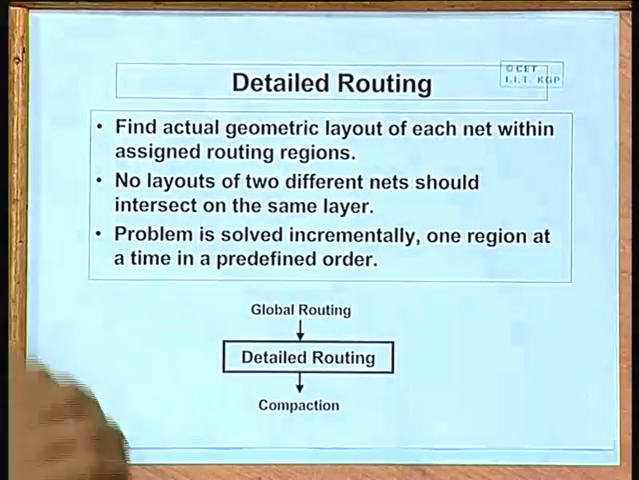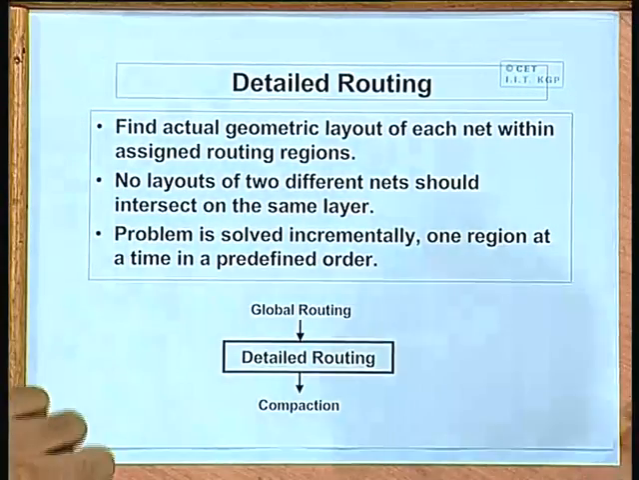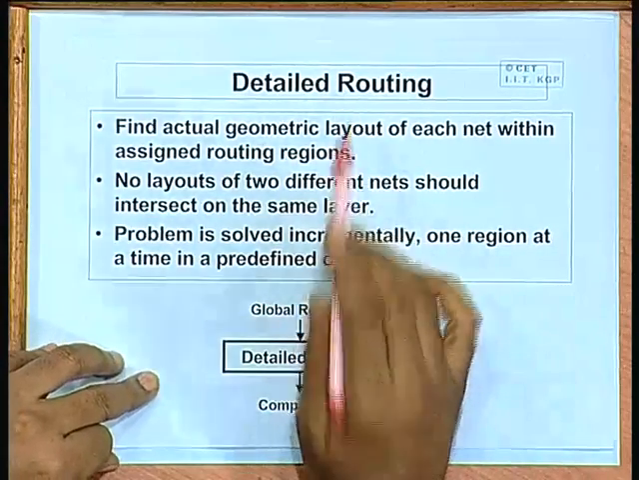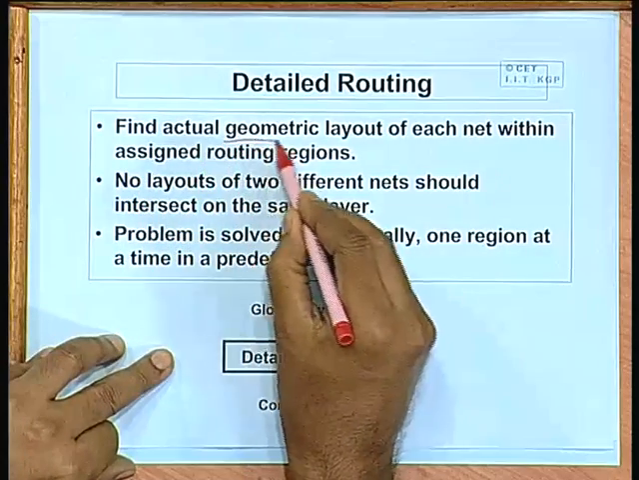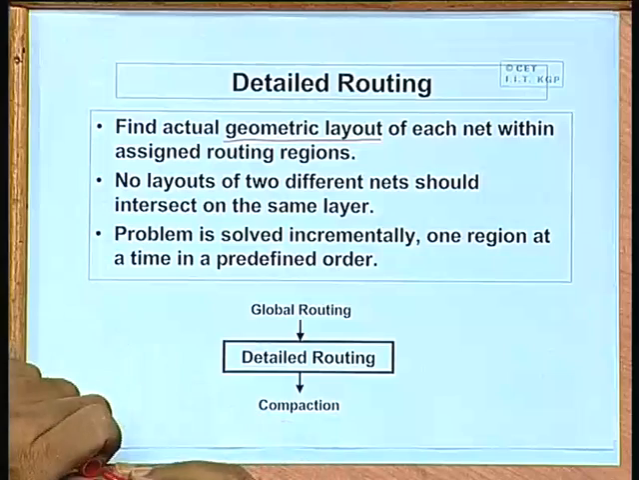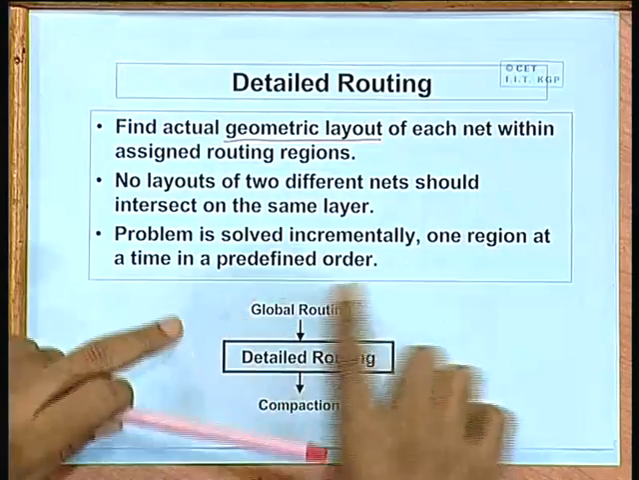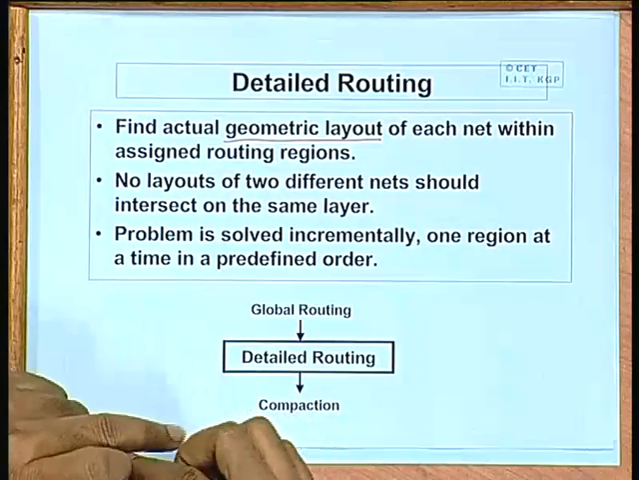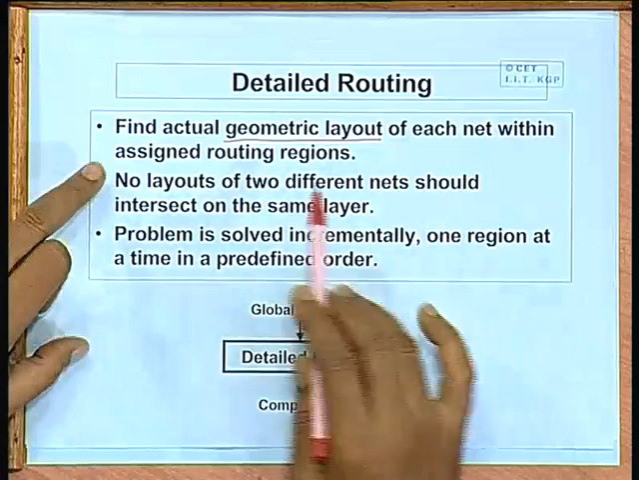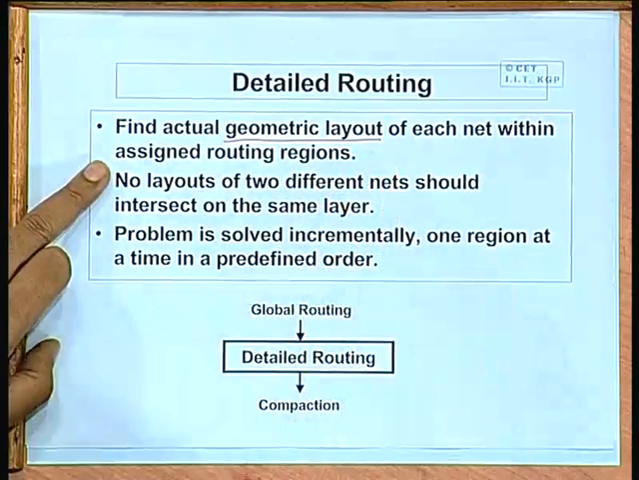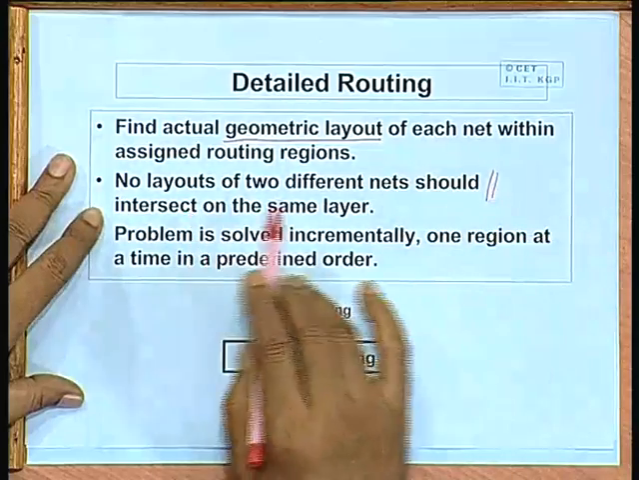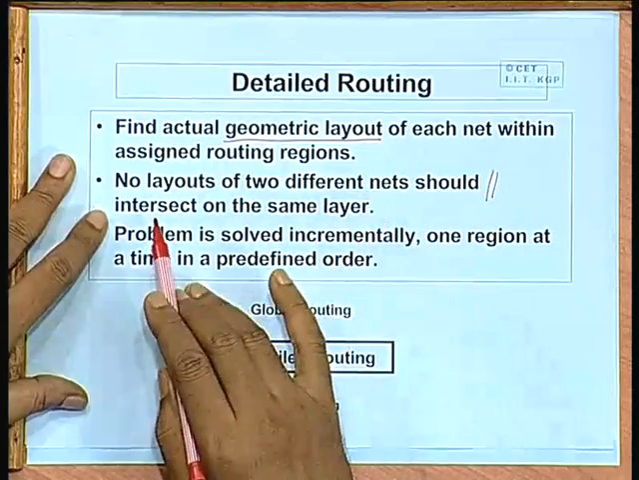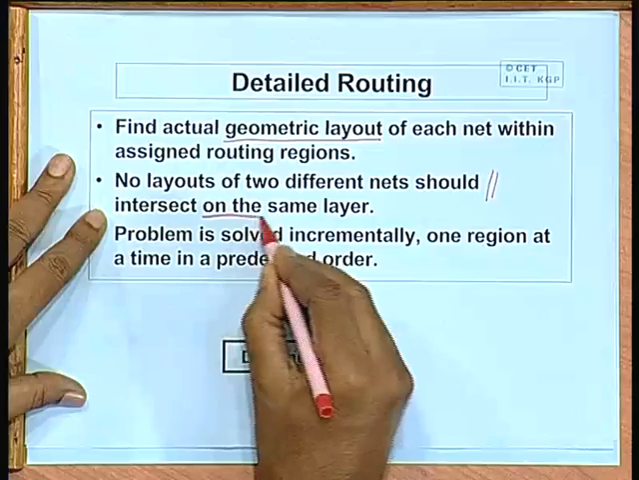Firstly, just about the problem, what is detailed routing? So, this I have mentioned. Detailed routing consists of finding the actual geometric layout paths. So, you try to find out the actual path on the surface of the floor through which each net will be passing through. And obviously, an obvious constraint is that two different nets must not intersect on the same layer.